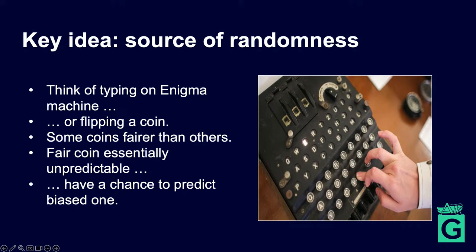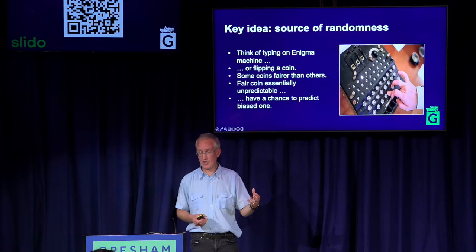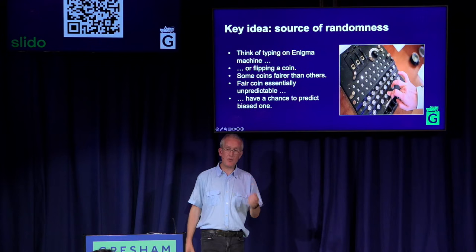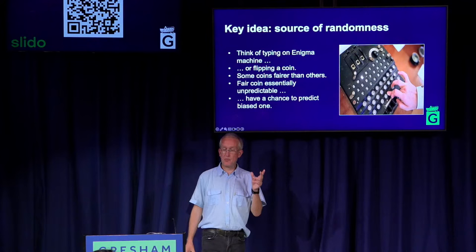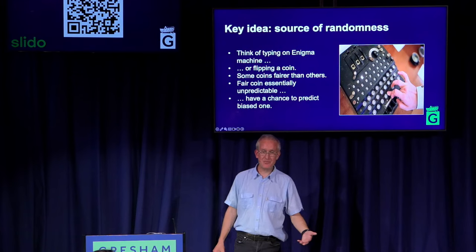What I'd like you to imagine is that that may not be true. We might imagine that there are some coins that are very biased, very, very likely to come up heads, not at all likely to come up tails. My claim is that fair coins are unpredictable. That's why we use them. We toss a coin, you can't tell whether it's going to be heads or tails. The biased coin, you can't predict perfectly, but if it's biased towards heads and you guess heads, you'll be right more often than not. So coins that are biased are more predictable. And that's a way into this.